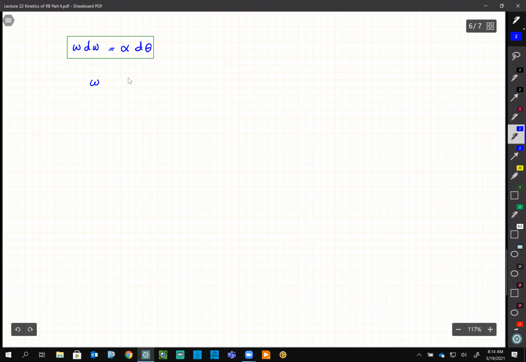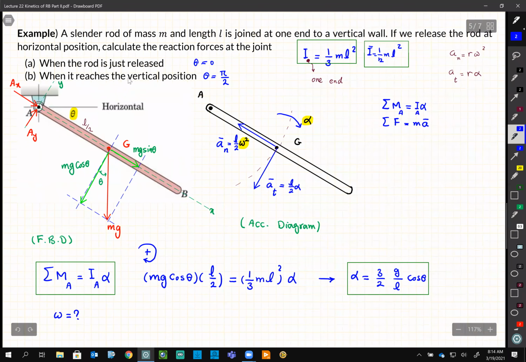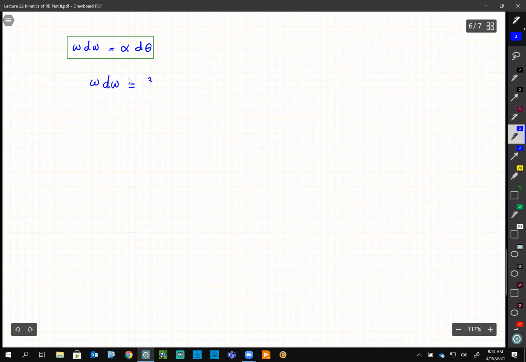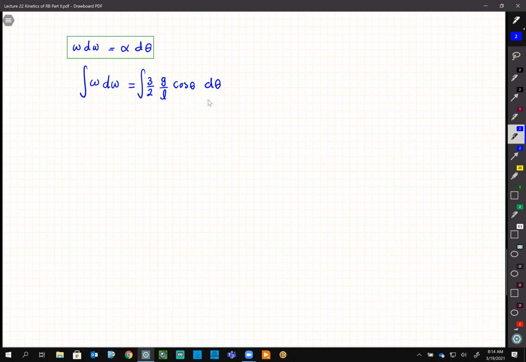So omega, we don't know, and omega is the integral. Alpha, we just found it. Let's move back one slide. It is 3 over 2 g over L cosine theta. This is alpha, and then d theta. Obviously, we don't want any d omega and d theta, so why not integrate? So we integrate, right? Everything starts from 0.